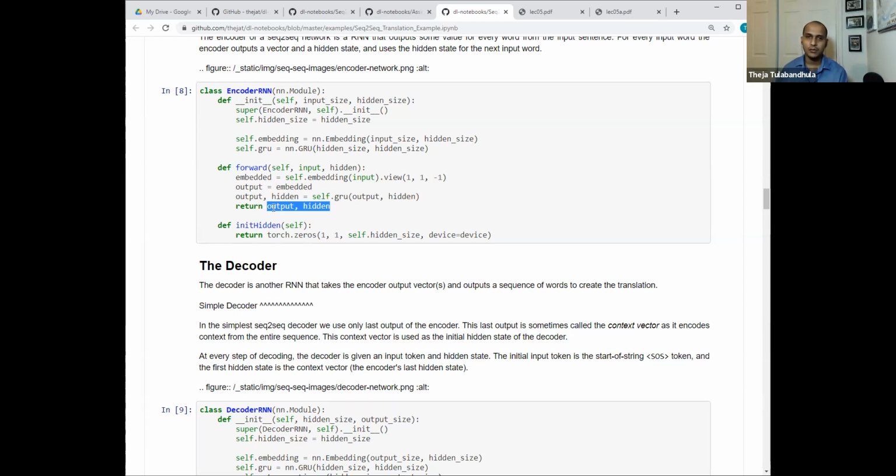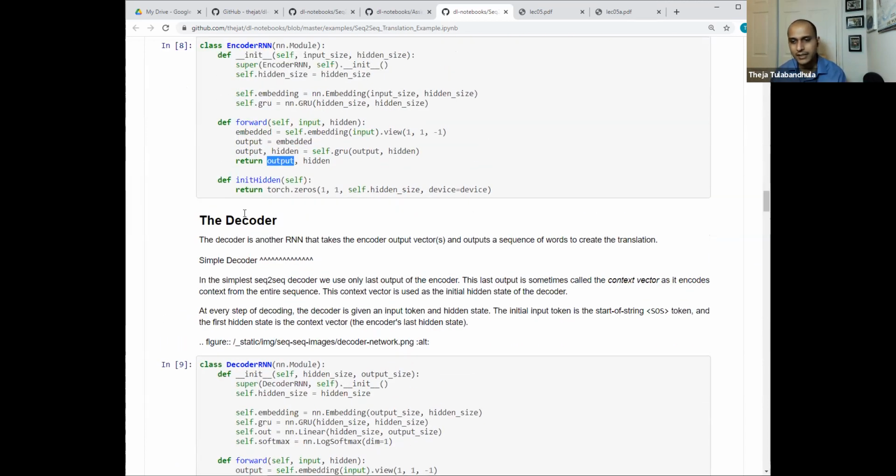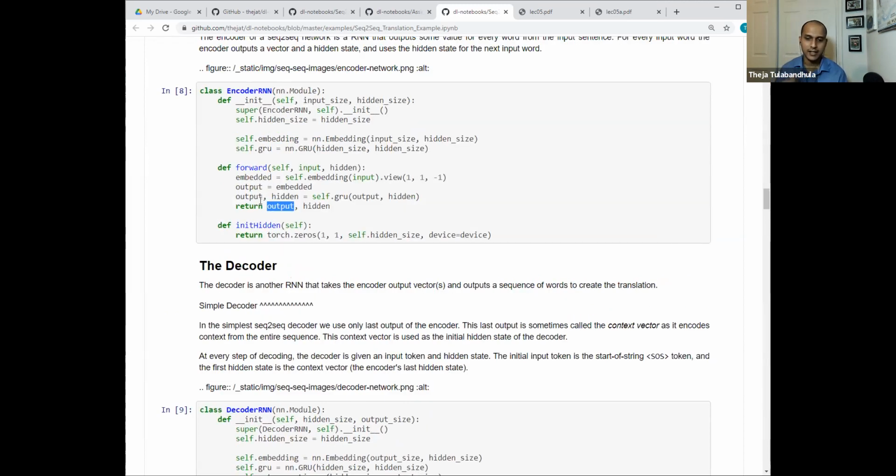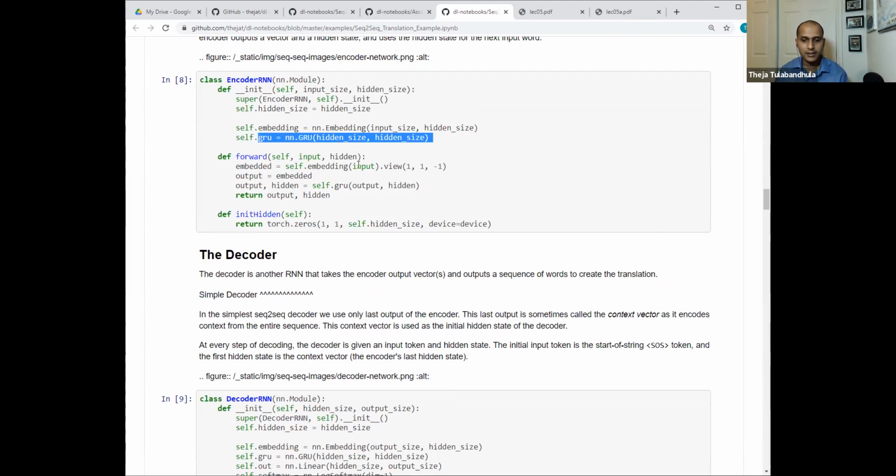For example, if you're doing just sentiment analysis, you only need the hidden, or basically the last output vector, but sometimes you may need both. Here we're just returning both because you'll see that for attention you'll need the output as well, but we're not talking about attention now. So that's encoding. It's very simple. It's just embed and then apply RNN. Now let's look at the decoder.